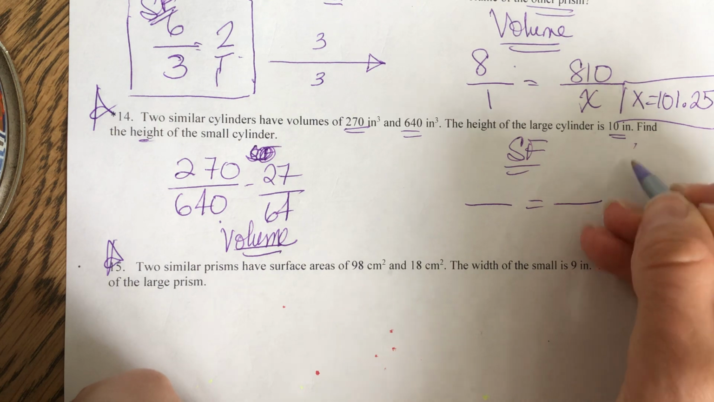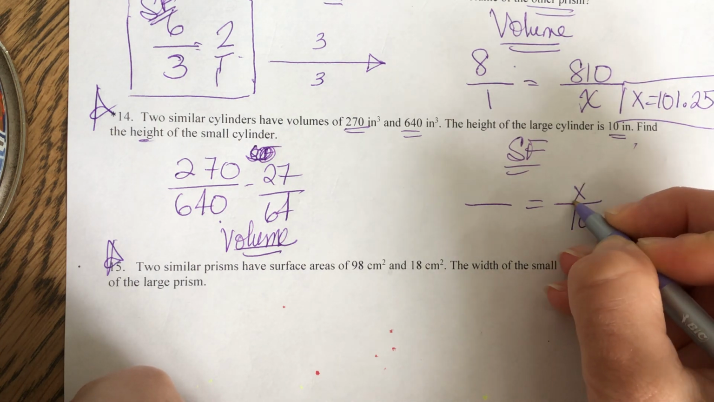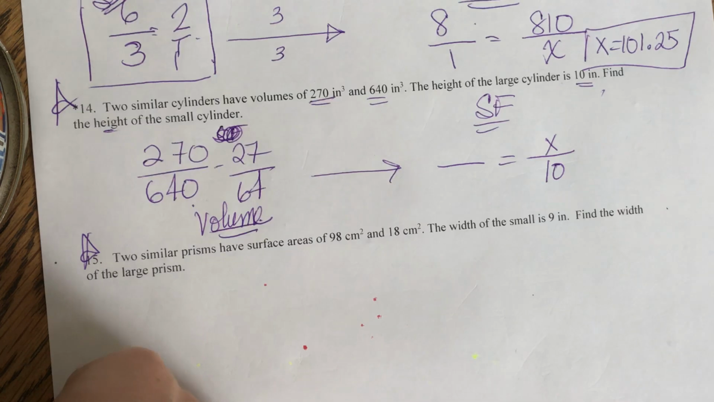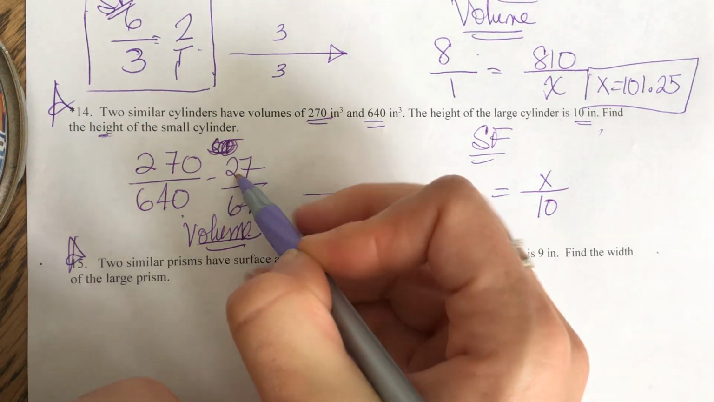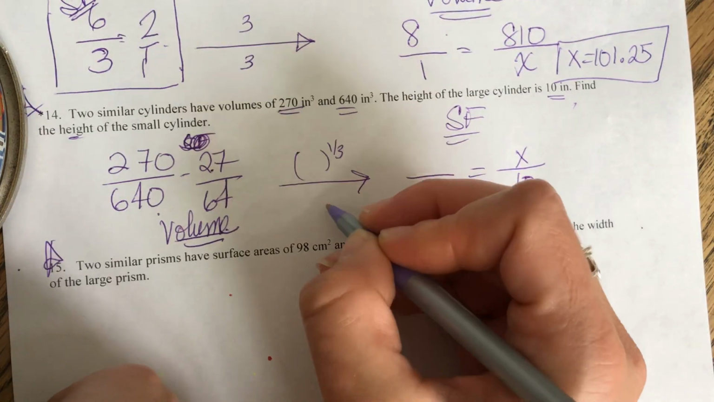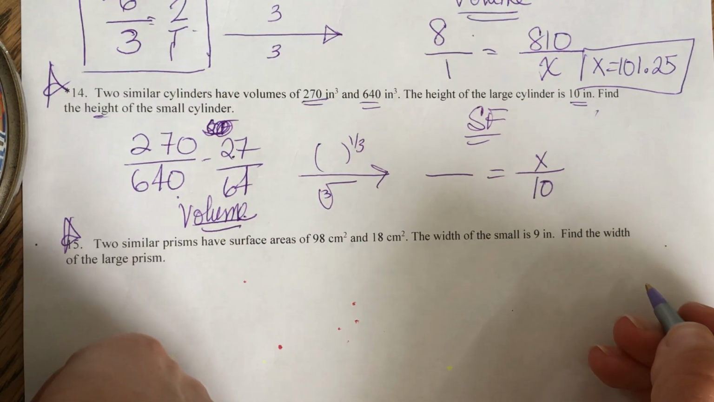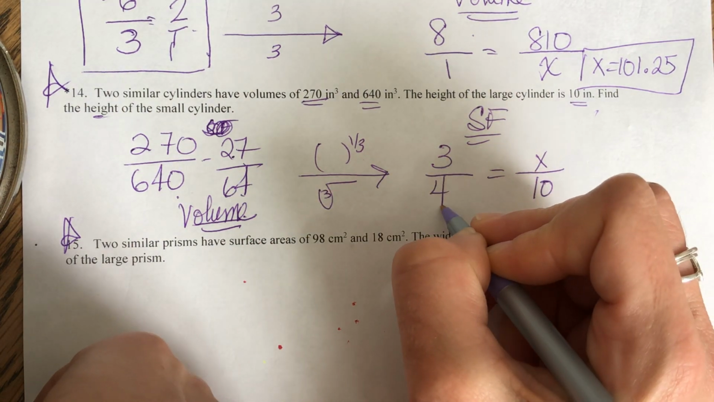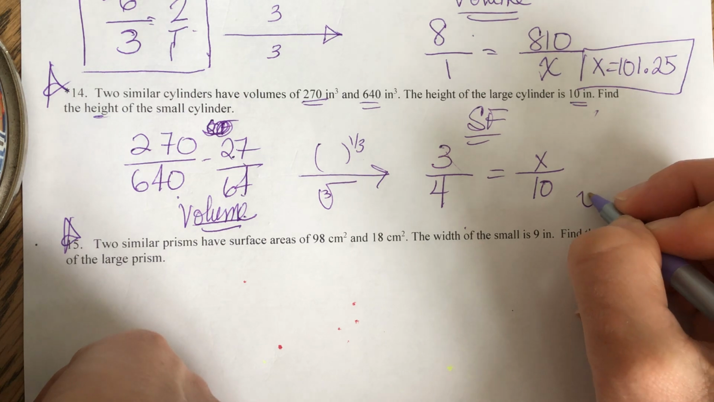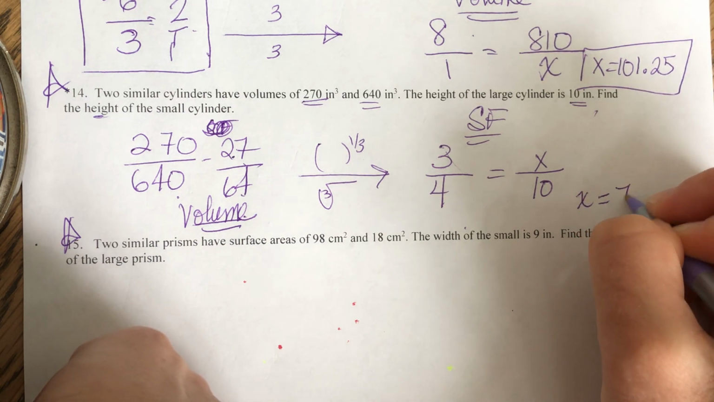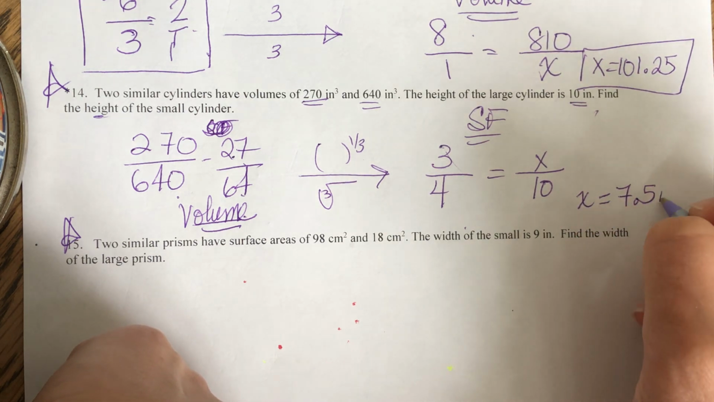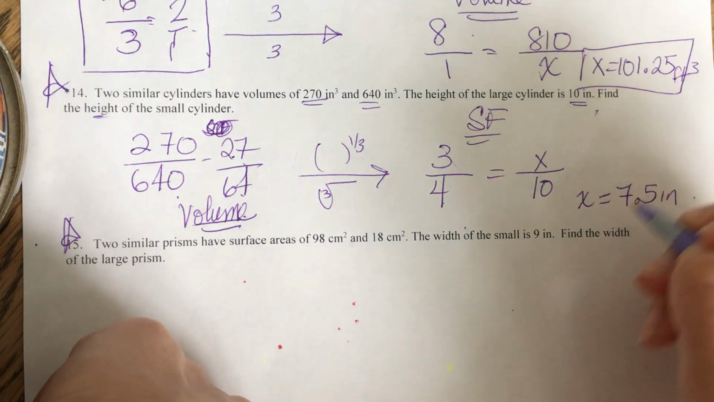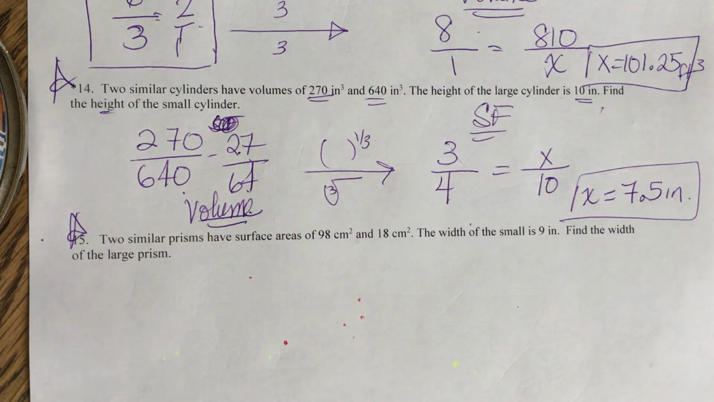The larger is on the bottom. What's the height of the smaller? So again, we're in volume, and we want to go the opposite way to get your scale factor. If it's 27, you're going to cube root it, and the same for the other. The cube root is 3, the cube root is 4. Cross multiply, and you get x equals a height of 7.5 inches. Really easy when you have all that information.